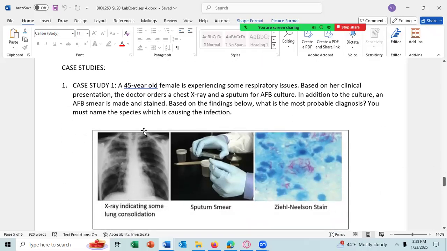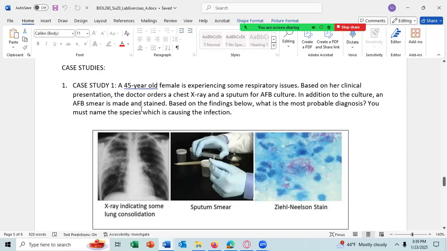You can answer this case study just by putting it in AI, although I don't know how you put in the pictures. A 45-year-old female is experiencing some respiratory issues based on her clinical presentation. A doctor orders a chest x-ray and sputum for AFB, meaning acid-fast bacteria culture. In addition to the culture, an AFB smear is made and stained. Based on the findings below, what is the most probable diagnosis? And you must name the species causing the infection.